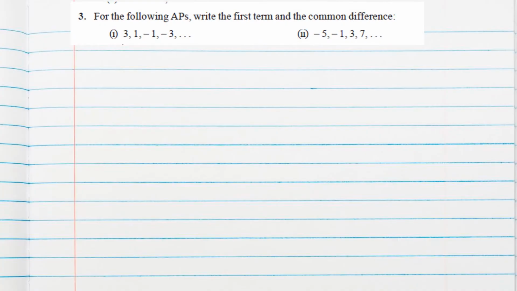For the following APs, write the first term and the common difference. So here, these lists of numbers are given as APs. For the first question, the first term will be 3.